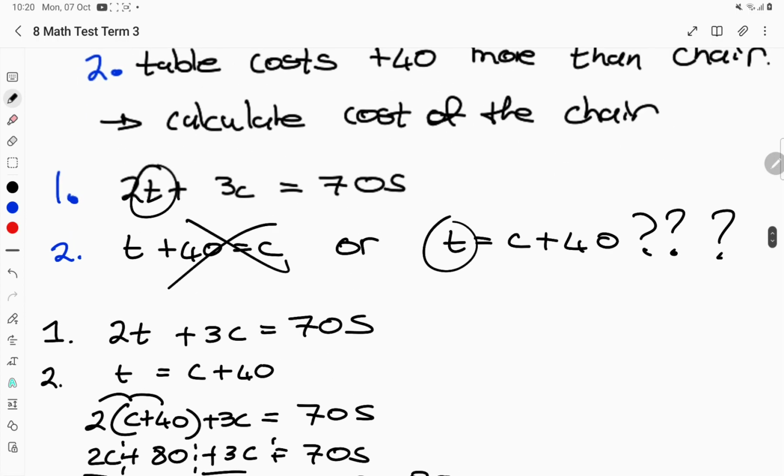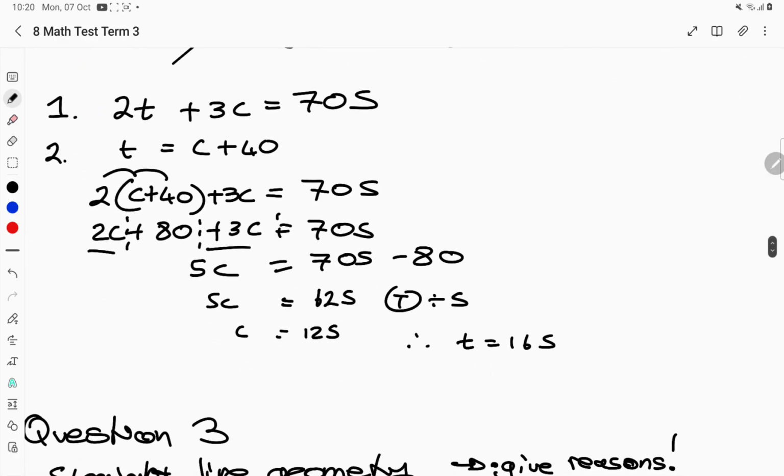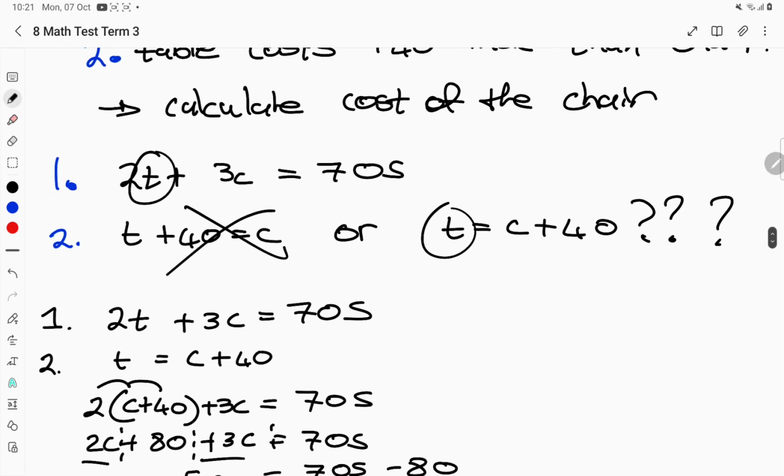And then we can just see if our statement makes sense. It says there 2 tables plus 3 chairs is 705. So 2 times 165 plus 3 chairs, 3 times 125, and we see what we get. And we get an answer of 705. So we did our calculation correct. If you didn't do it correct, you probably made a mistake by identifying what T is equal to. All right.